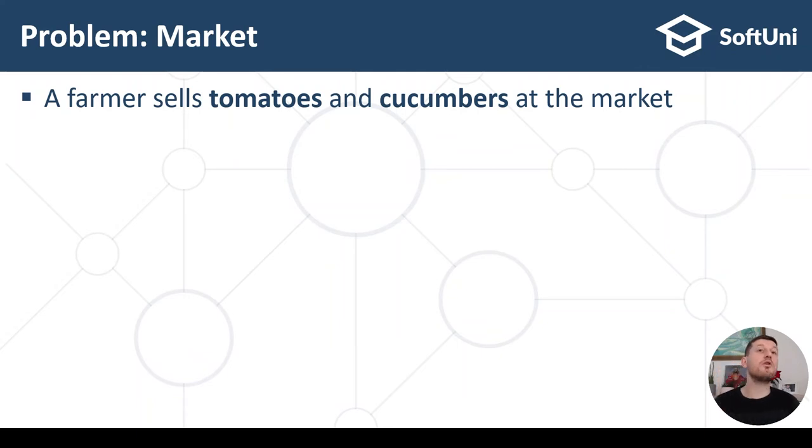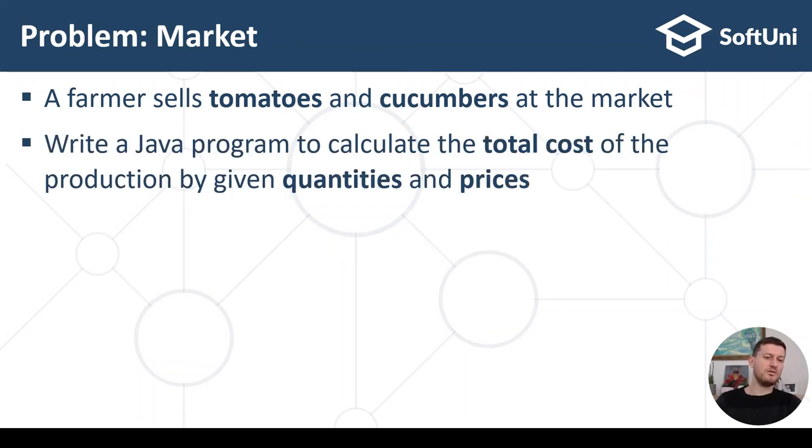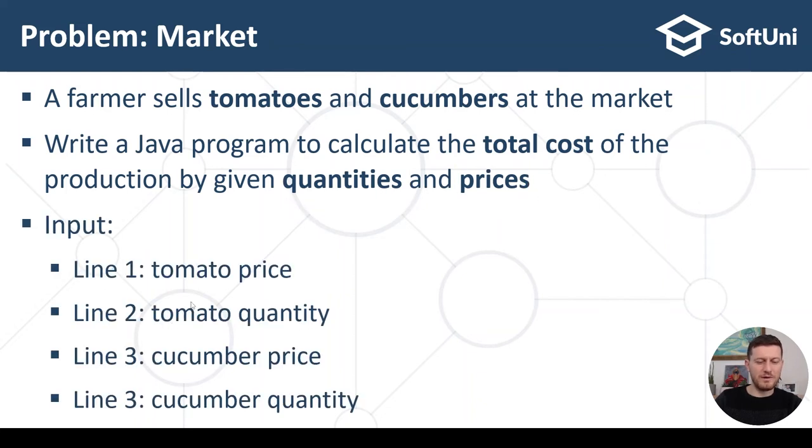The next problem is called market, and it works as follows. A farmer sells tomatoes and cucumbers at the fruit market. So you need to write a Java program to calculate the total cost of the farmer's production by given quantities and prices. So we are given the following: the price of tomatoes, the quantity of tomatoes, the cucumber's price, and the cucumber quantity.